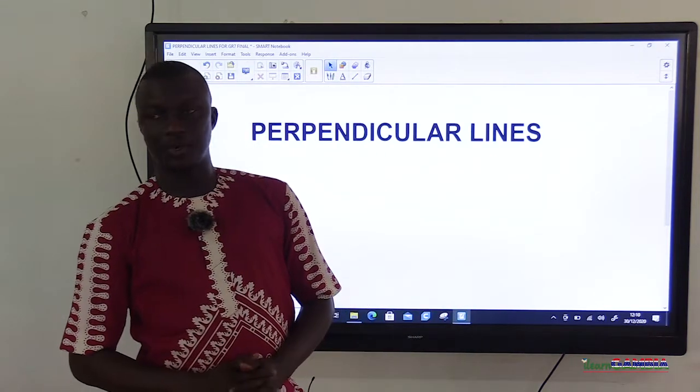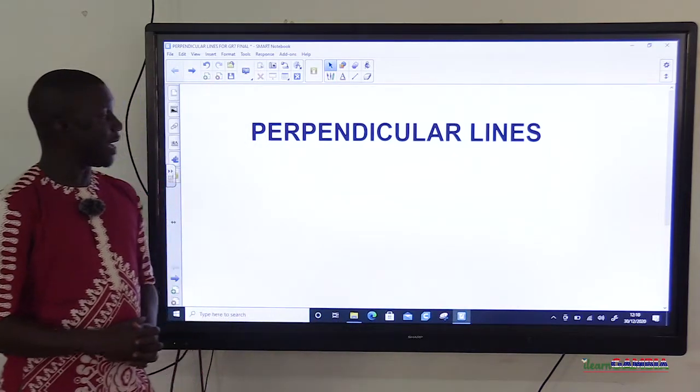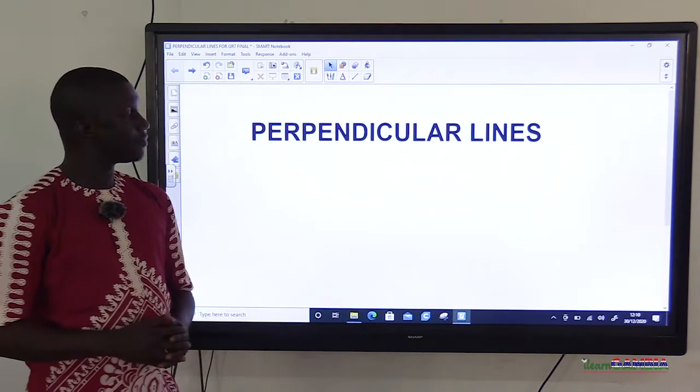Today, our lesson on geometry is perpendicular lines. We'll be dealing with perpendicular lines, identifying lines that are perpendicular to each other.